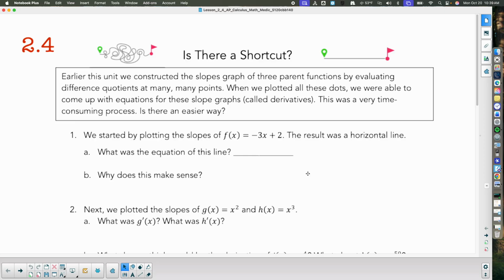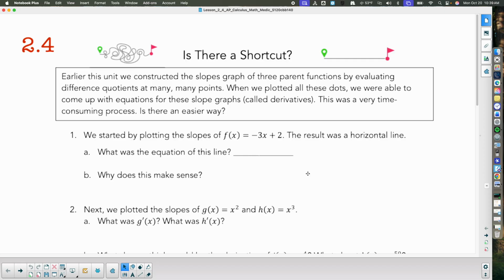Yeah, so the slope of that straight line is negative 3. And so it's the same slope everywhere, because it's a straight line. So the graph of the slopes was always at a constant negative 3 height. So 1a should be y equals negative 3. And we only know that because it was a straight line. And that is the answer to 1b as well, because a straight line has the same slope everywhere.